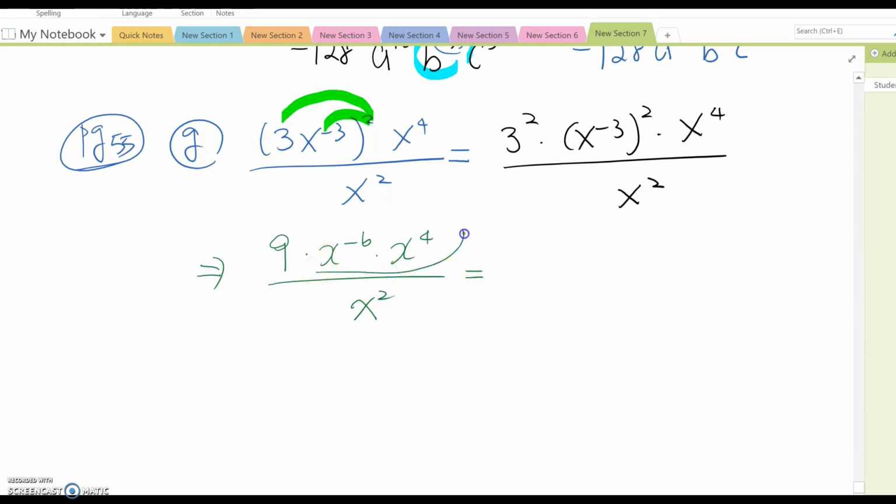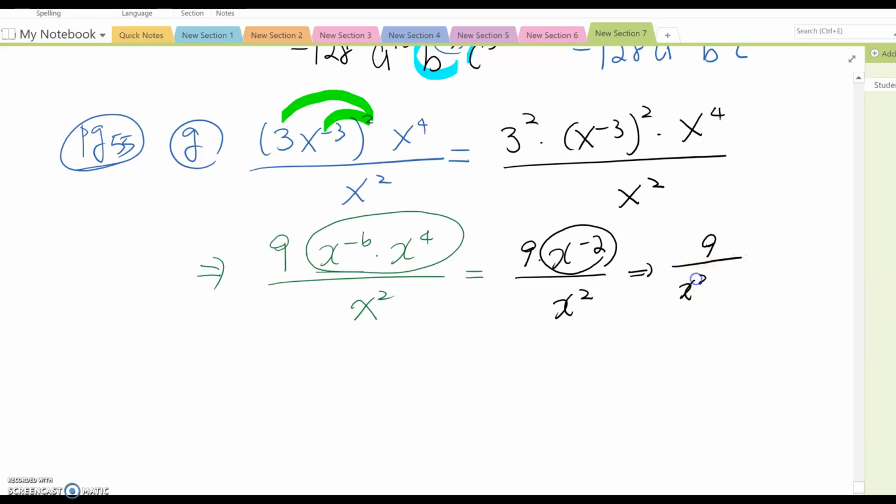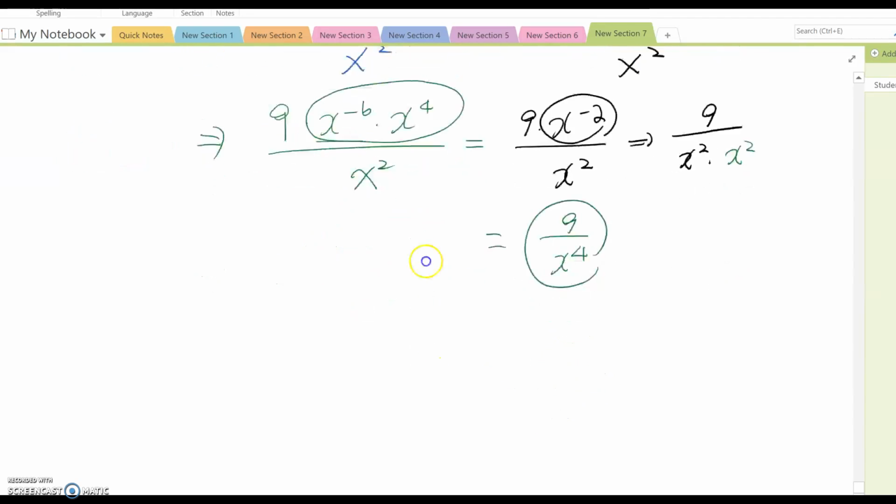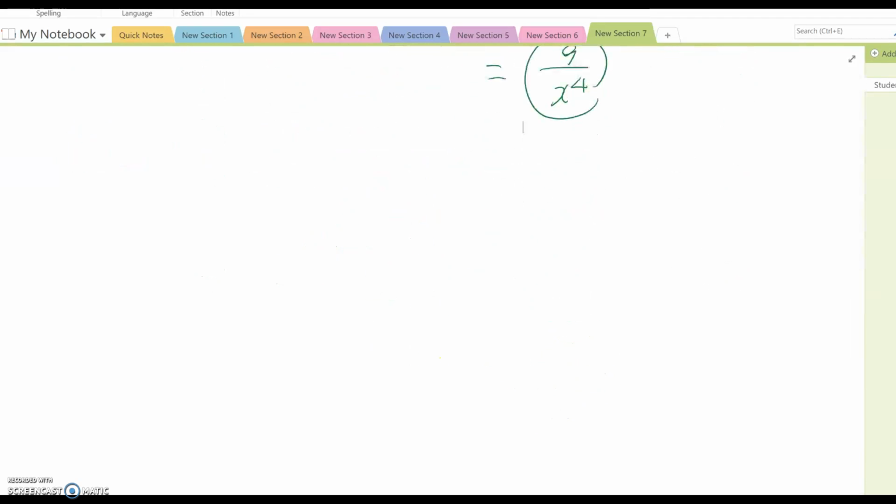Now in this case you can apply one property, the multiplying property, then it becomes 9 times x to the negative 2 over x squared. Now it has a negative power, so you can rewrite this as 9 over x squared, and then from the top x squared here, so the final answer becomes 9 over x fourth. Okay, so what about H?